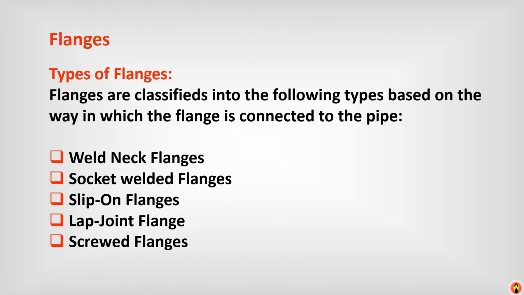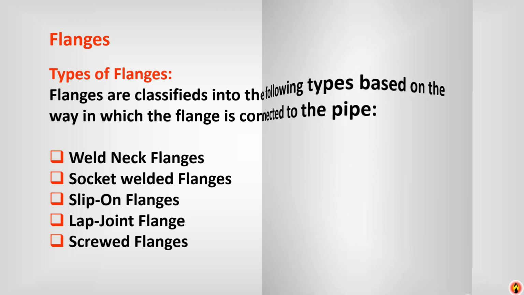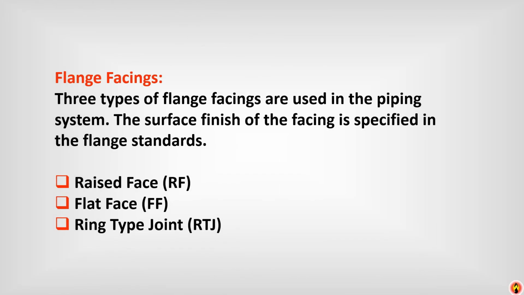Types of flanges. Flanges are classified into the following types based on the way in which the flange is connected to the pipe: weld neck flange, socket weld flange, slip-on flanges, lap joint flanges, screwed flanges. Flange facing. Three types of flange facing are used in the piping system, and the surface finish of the facing is specified in the flange standard: raised face, flat face, ring type joint.